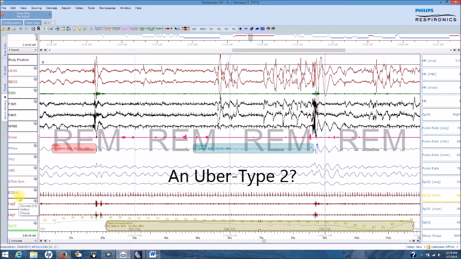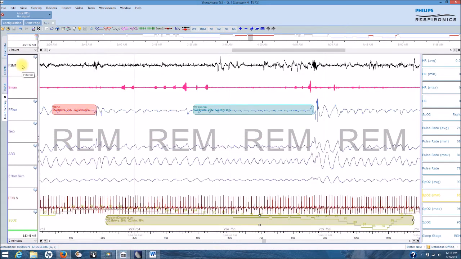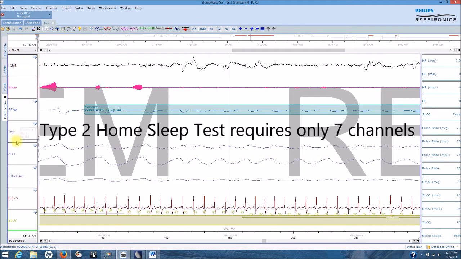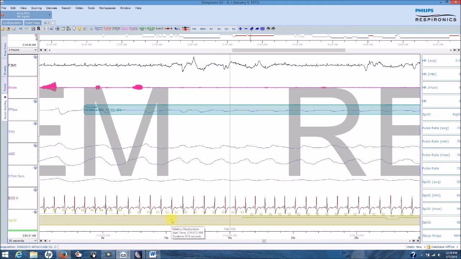What a typical type 2 will look like is this. This is all you need for a typical type 2. So you would just have one channel of sleep or brain activity up here. You have snoring, SpO2, EKG, respiratory effort belts. It's basically seven channels. So we have 1, 2, 3, 4, 5, 6. We're not counting the sum. And then SpO2, 7. Those are seven. That's a type 2.